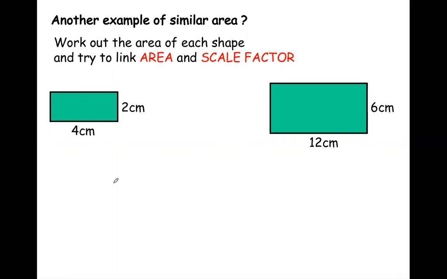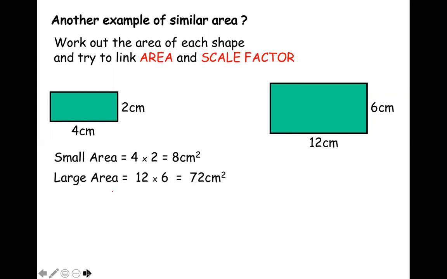But if you do 4 times 2, you get 8 square meters, whereas if you do 12 times 6, you get 72 centimeters squared. So now we said that the scaling factor was 3. But to go from 8 to 72, you need to times by 9. And 9 is just 3 times 3, so 3 squared.